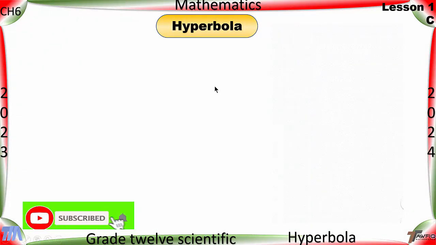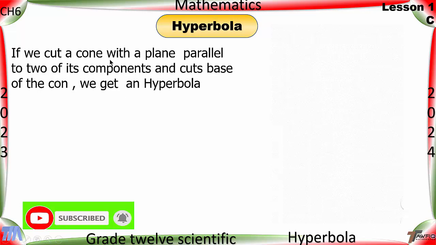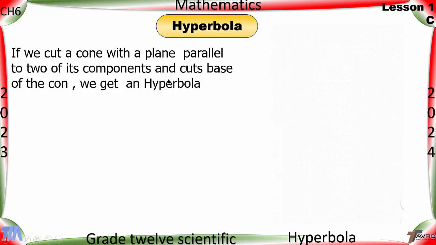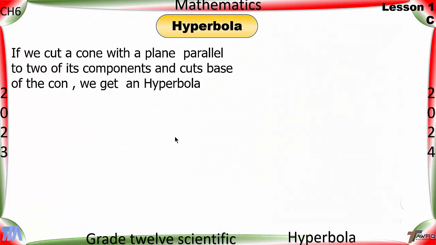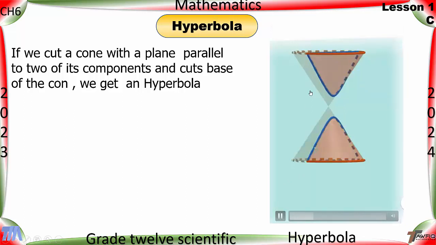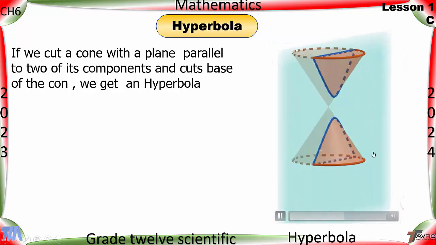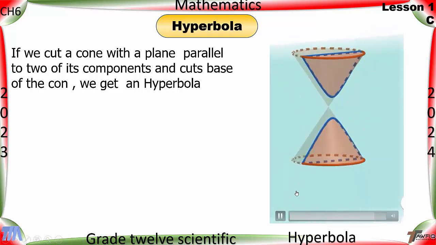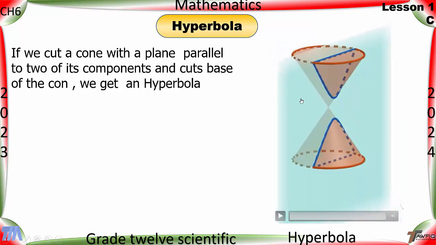Hyperbola. If we cut a cone with a plane parallel to two of its components and cut the base of the cone, we get a hyperbola. As you can see here, we have two cones, and if we cut these two cones with a plane parallel to its two components, we get a hyperbola.